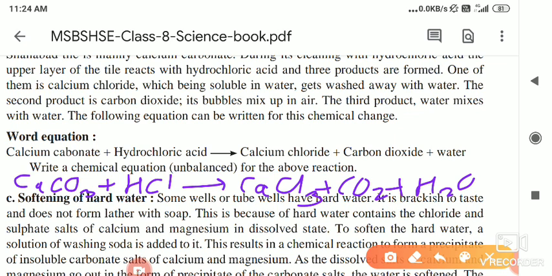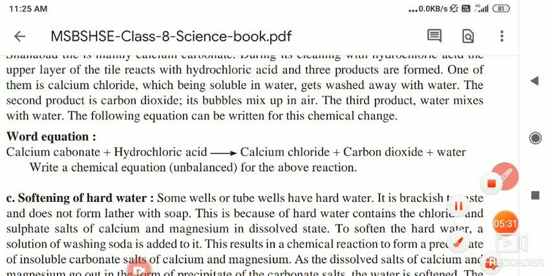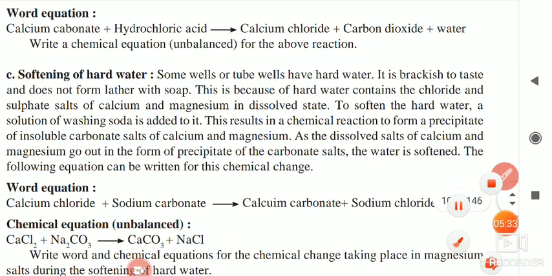And this is a chemical reaction between the calcium carbonate and hydrochloric acid, and it forms three products, that is calcium chloride, here it is written calcium chloride, then water, and the gas which gushes out and emerges from this process is called carbon dioxide.